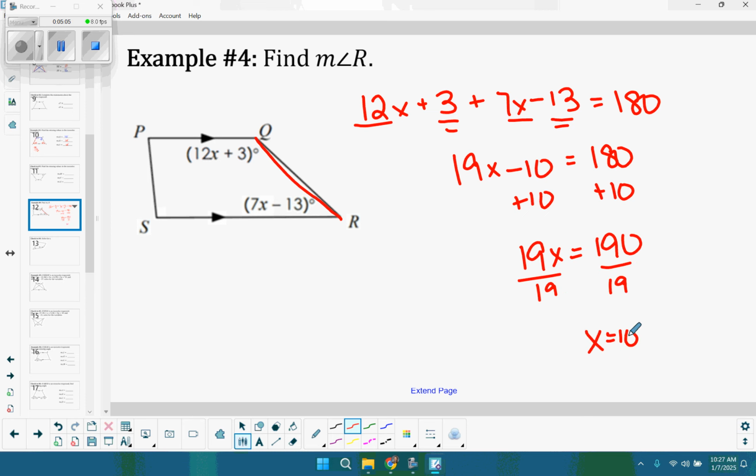And they wanted angle R. So we're going to plug it into 7x minus 13. So 70 minus 13, the measure of angle R would be 57 degrees.